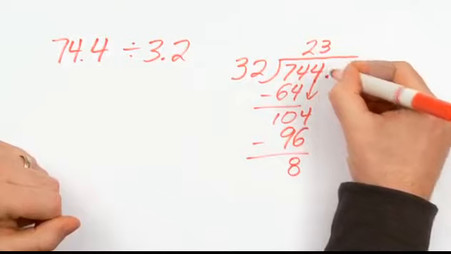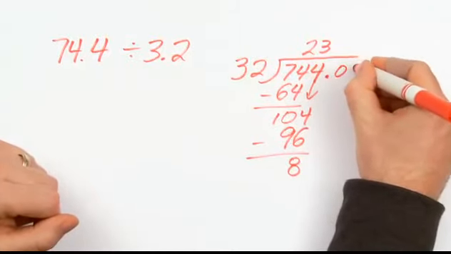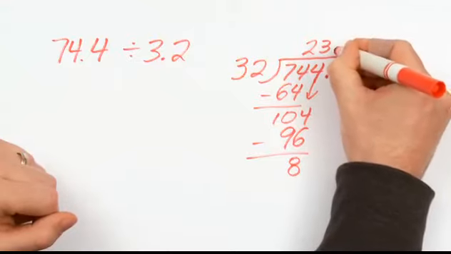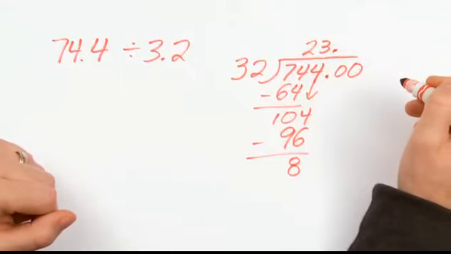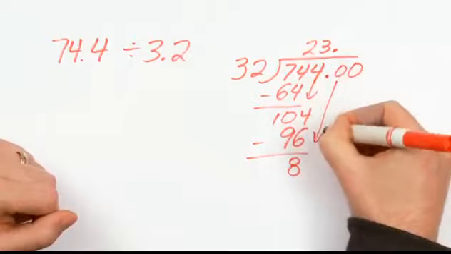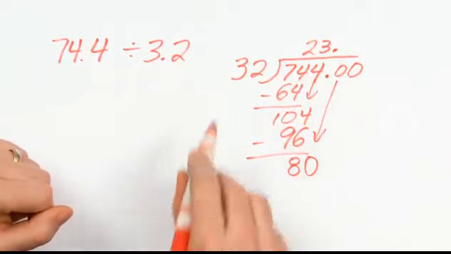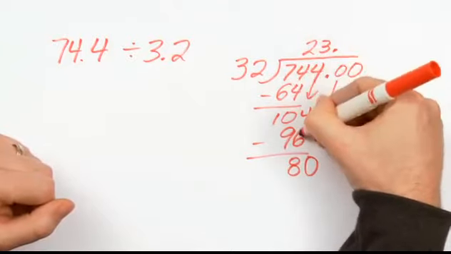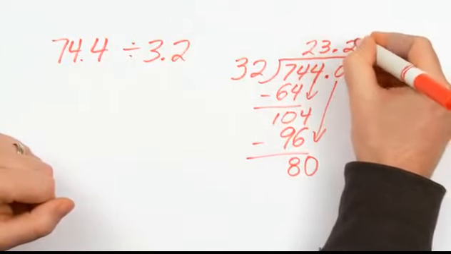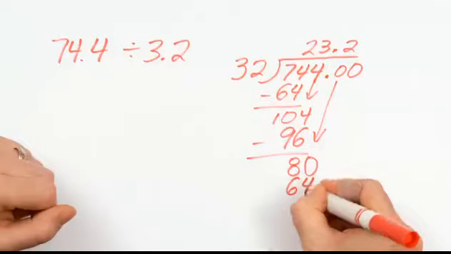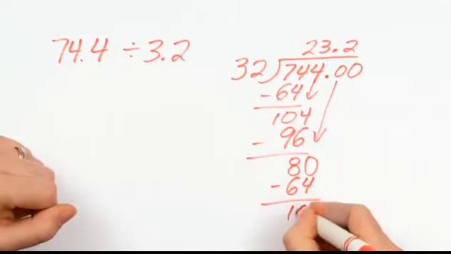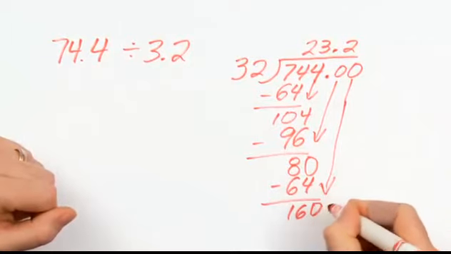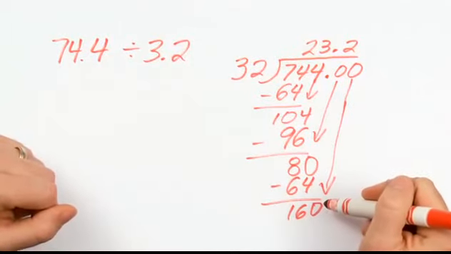This is where my idea about having 0/10 and 0/100 can come in. But if I'm doing that here, I need to make sure I do it up in my answer as well. So now I can bring down, and now I'm asking how many 32s are there in 80? Well, if I look up, yeah, that's going to be 2, because that was 64. I take that away, I've got 16, and I can bring my next 0 down, 32s into 160.